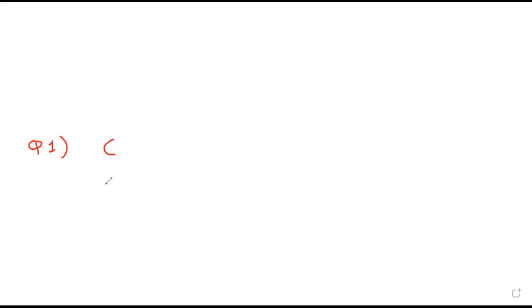If C is the capacitance and V is the electric potential, then the dimensional formula of CV square is what? C is capacitance, V is electric potential. Dimensional formula for CV square.